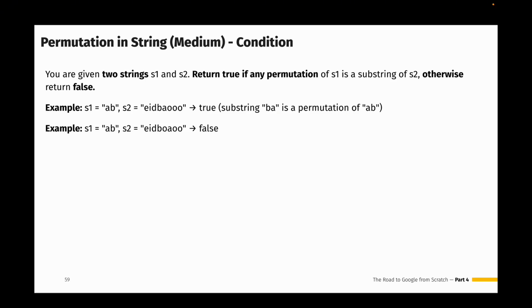I'm glad to see you again on my channel, and today we will check an exercise called permutation in string, also medium level like in the previous videos. So let's check what we are given in that task. You are given two strings s1 and s2, and we need to return true if any permutation of s1 is a substring of s2, otherwise we need to return false.